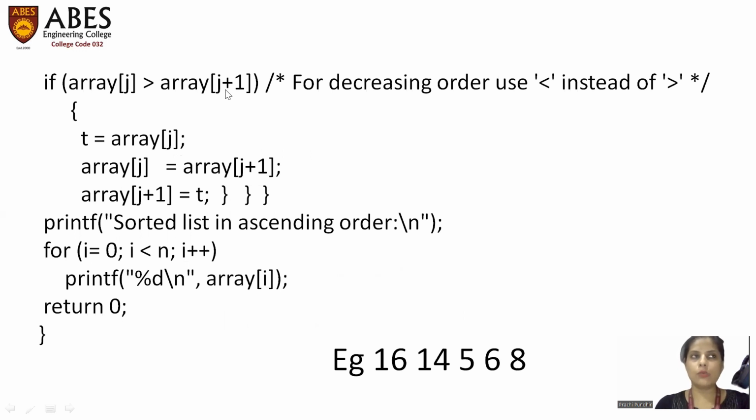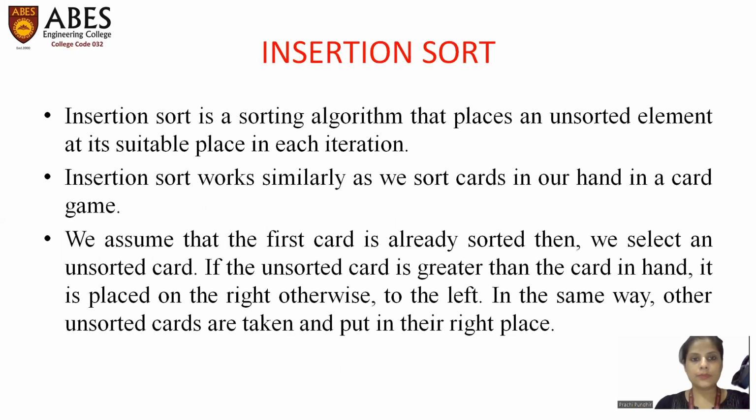If we need to convert our array to increasing order, then we will change this comparison from greater than to less than. So the swapping takes place if the second element is greater than the first element. And by this we will print the sorted elements. So this is the bubble sort.